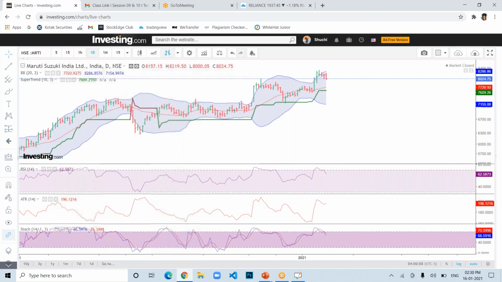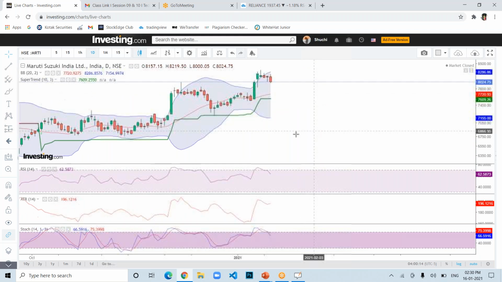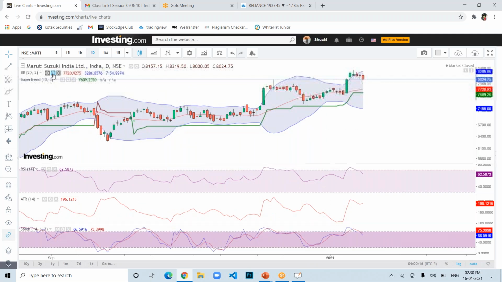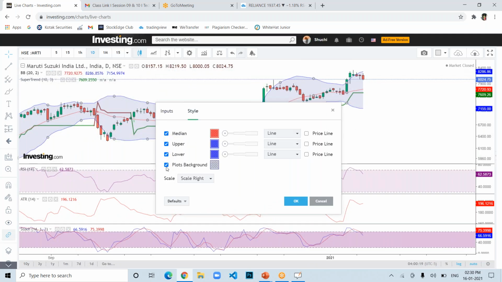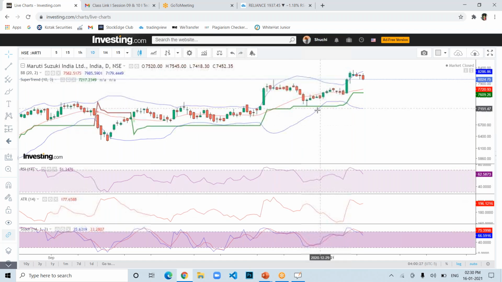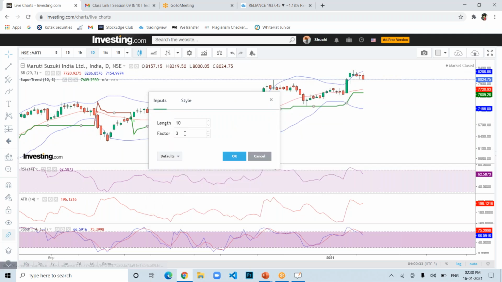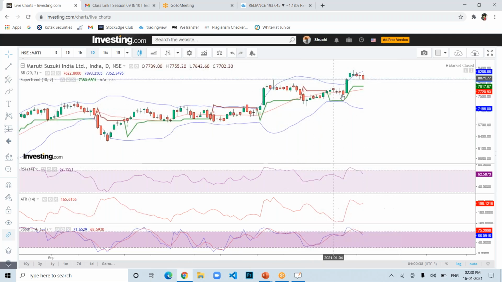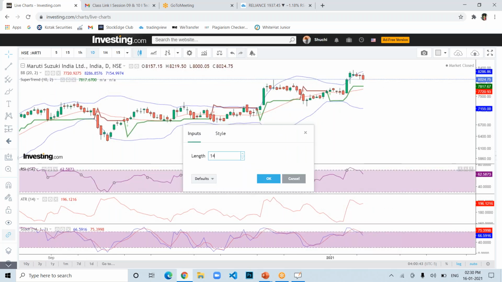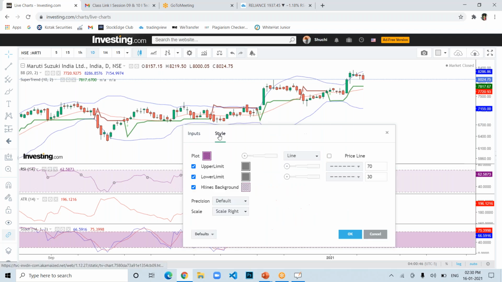Okay. Now let me just change the parameters. First thing, I'll choose the Bollinger Band. I will hide the background. I don't need the background here. Okay. Then I go to the super trend. I change the parameter to 10/2, so it becomes closer to the price. RSI 14, the parameter will remain 14.